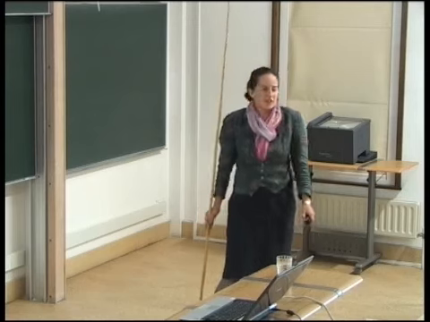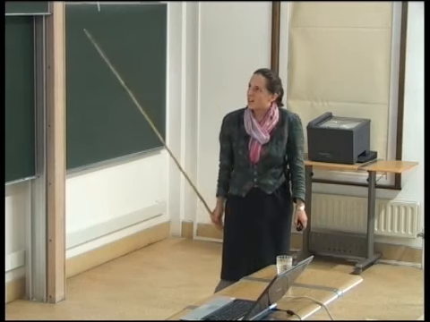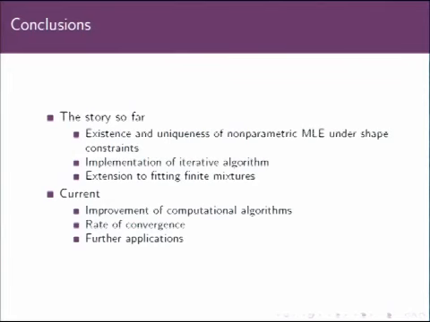Okay, so what we've seen so far is that we can find a unique maximum likelihood estimator in a shape-constrained model. And we've seen how an iterative algorithm is needed and can be found to find the MLE. And we've looked briefly at an extension to fitting finite mixture models.